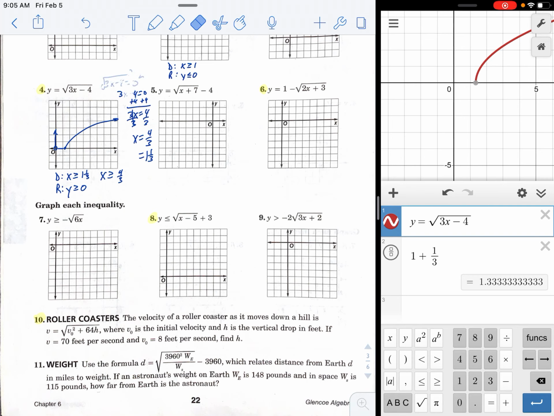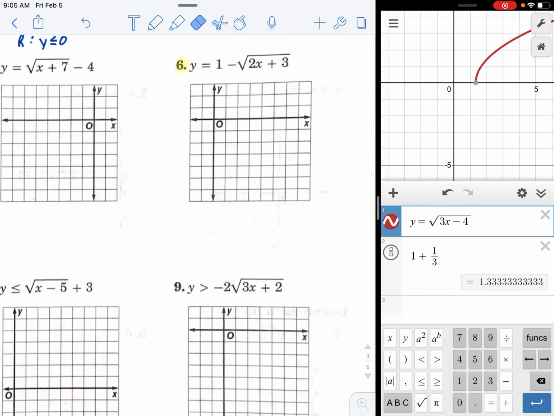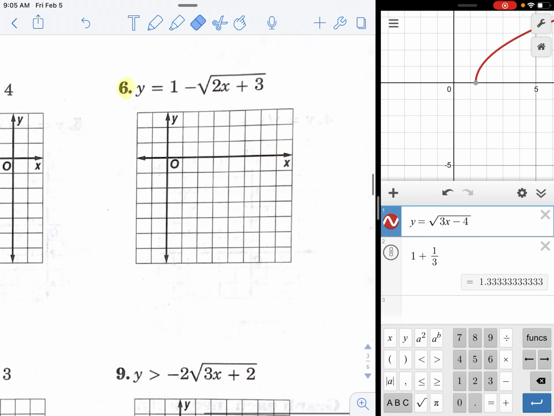Get rid of this. You don't really need that. And I guess I'll get rid of that. There, now mine matches the actual answer key. Okay, number 6.